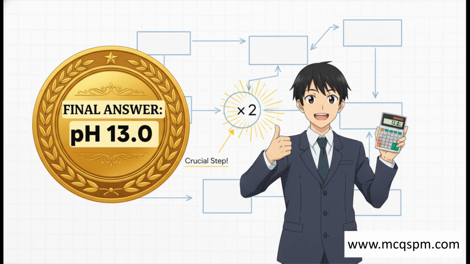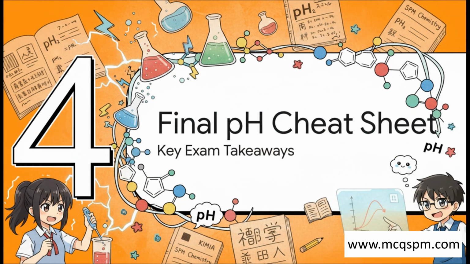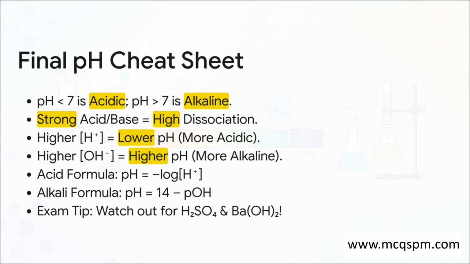Nicely done. Let's wrap things up with a final cheat sheet. I seriously recommend you pause and take a screenshot of this next slide. It's got everything we've talked about, and it's perfect for that last-minute revision before the exam. And here it is. This is your key to success. We've got the basic definitions, the link between strength and dissociation, how concentration impacts pH, both of your key formulas, and of course, that super important exam tip about watching out for things like Ba(OH)2. If you can understand and remember everything on this one slide, you are going to be in fantastic shape.